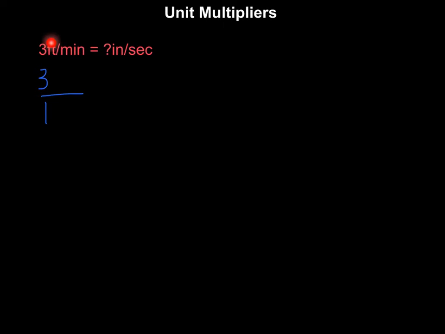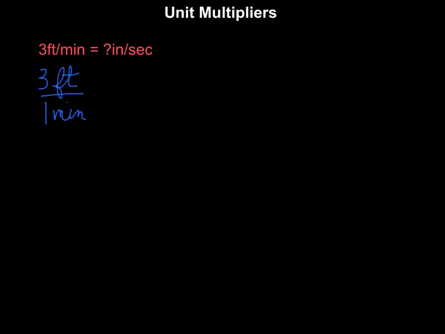Now, feet per minute. Per means divide, so this is feet divided by minutes. And then we know that fractions mean division, so this is going to be feet over minutes. So that means my feet will go on top and my minutes will go on bottom. Now, just like before, I'm going to change my feet into inches and my minutes into seconds.